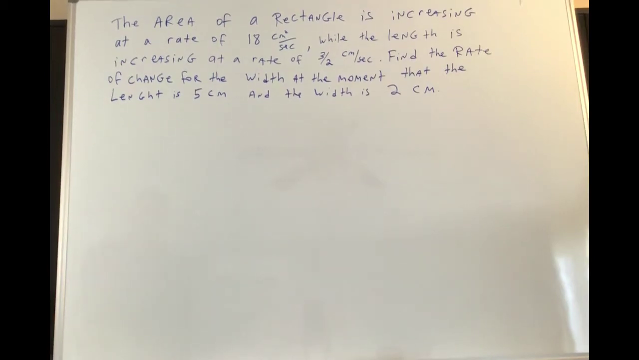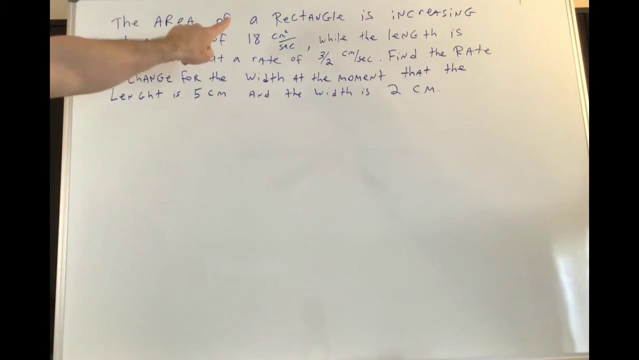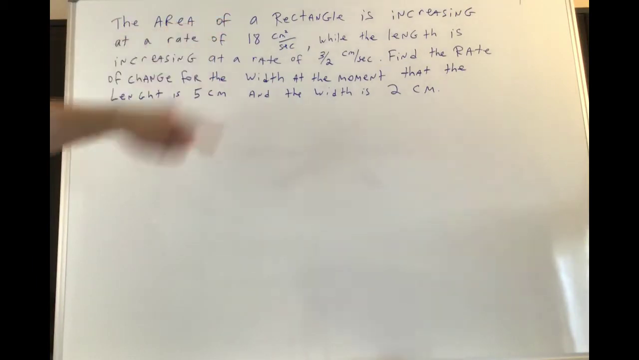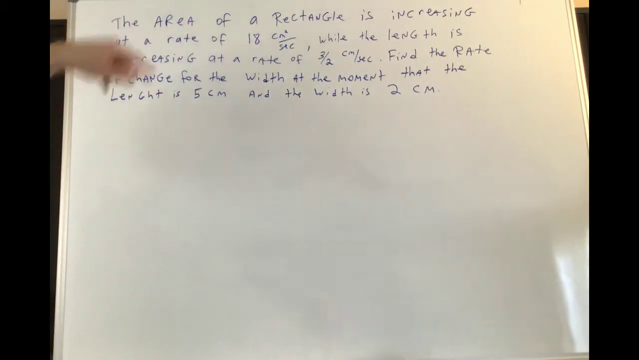All right, so the second half of the related rate lesson, basically, this lesson is going to be me working two examples. So I'm going to read through it. The area of a rectangle is increasing at a rate of, so you know this is something dt, right? Area, so it's going to be dA dt.